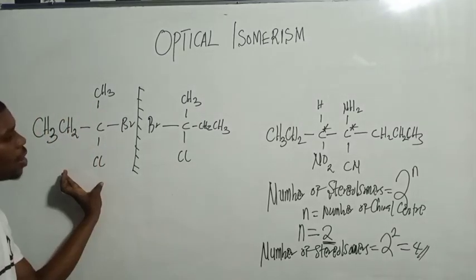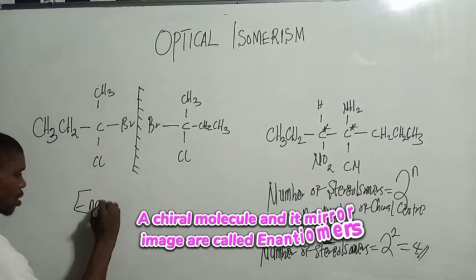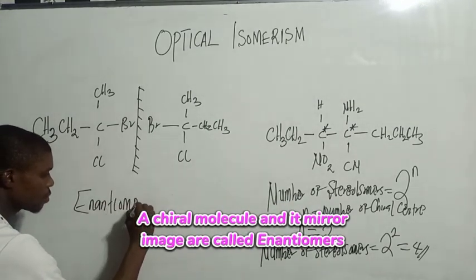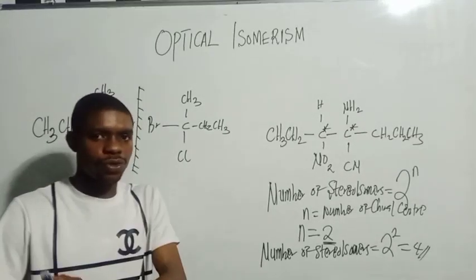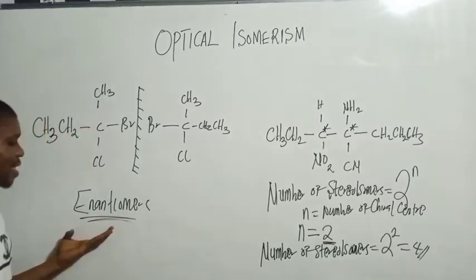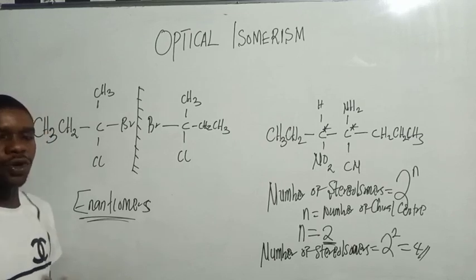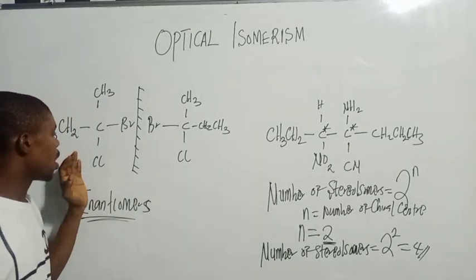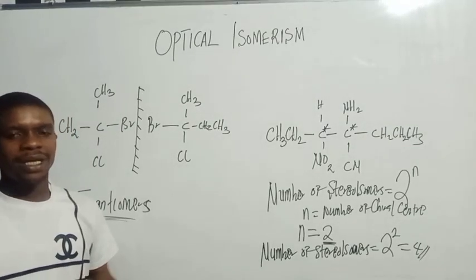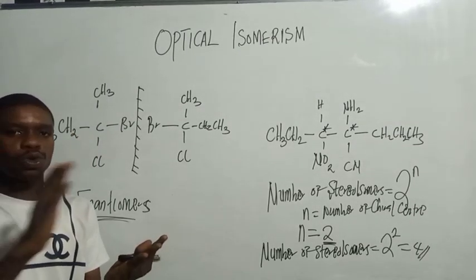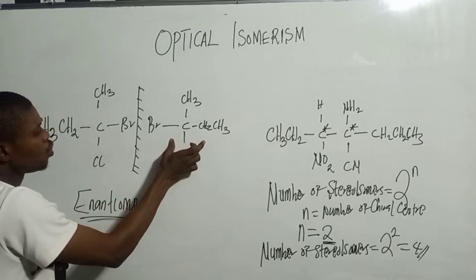So a chiral molecule and its mirror image are called enantiomers. A chiral molecule and its mirror image are two different compounds, and the term used to denote them is enantiomers. What we want to understand is that a chiral molecule and its mirror image are non-superimposable. That is, you cannot place them on top of each other, they cannot overlap.